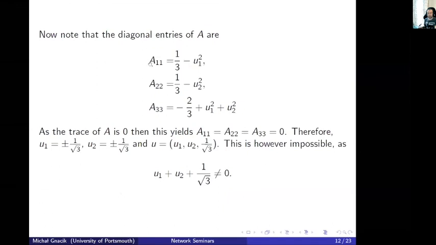What we are going to get at the main diagonal is the following. And this shows, if you look at it a bit closer, that we have the trace 0, right? And those entries can only be 0 in this case, because otherwise they wouldn't be non-negative. So what we get is that U1 and U2 have to have those values, which yields that the third entry has to be 1 over the square root of 3.